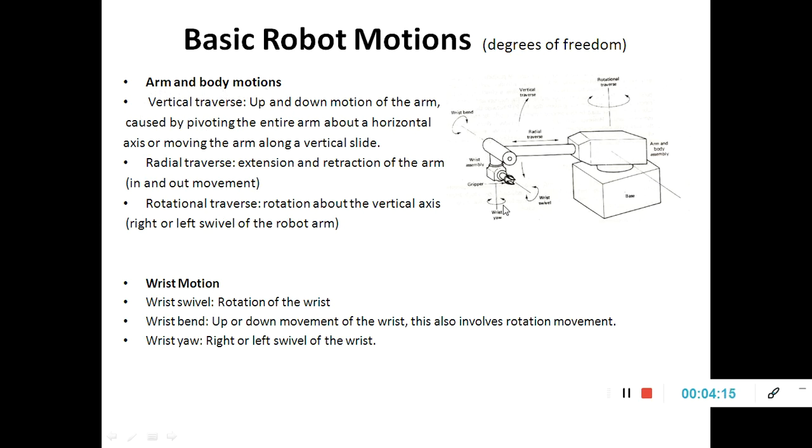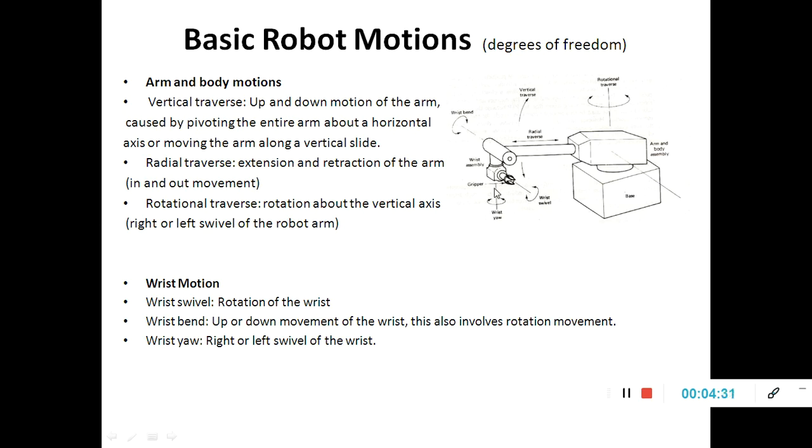Then the next one is the wrist motion. So this whole part is known as a wrist. Now the wrist also has 3 motions: wrist swivel, wrist bend, and wrist yoke. So the first one is the wrist swivel.